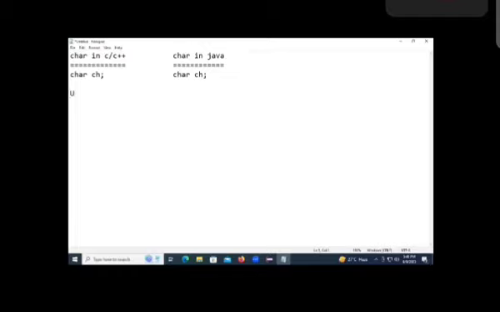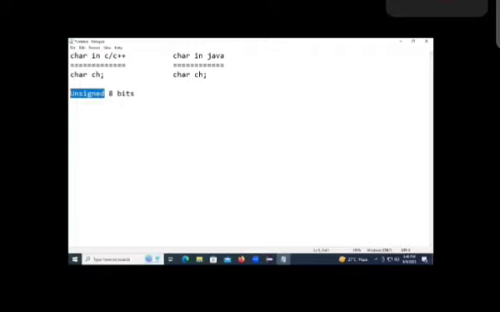Will allocate unsigned 8 bits of memory. Unsigned, see, I'm adding something called unsigned 8 bits. Unsigned 8 bits means it will have only positive values.